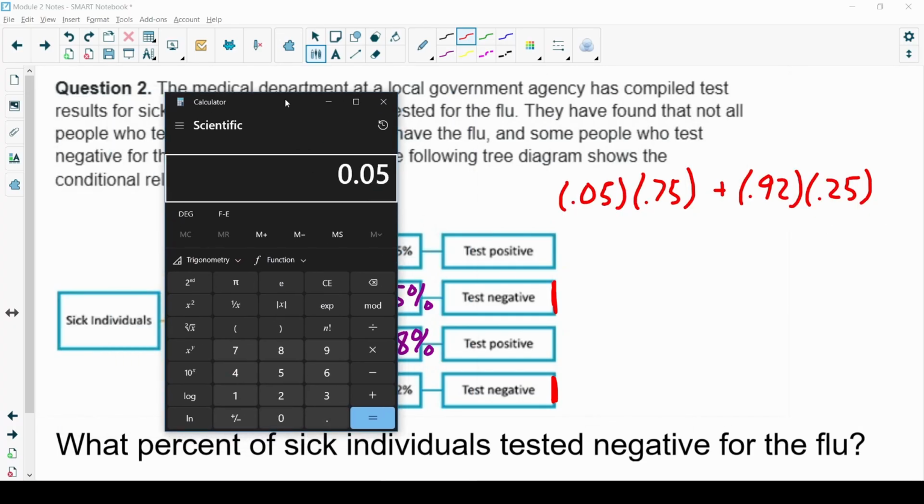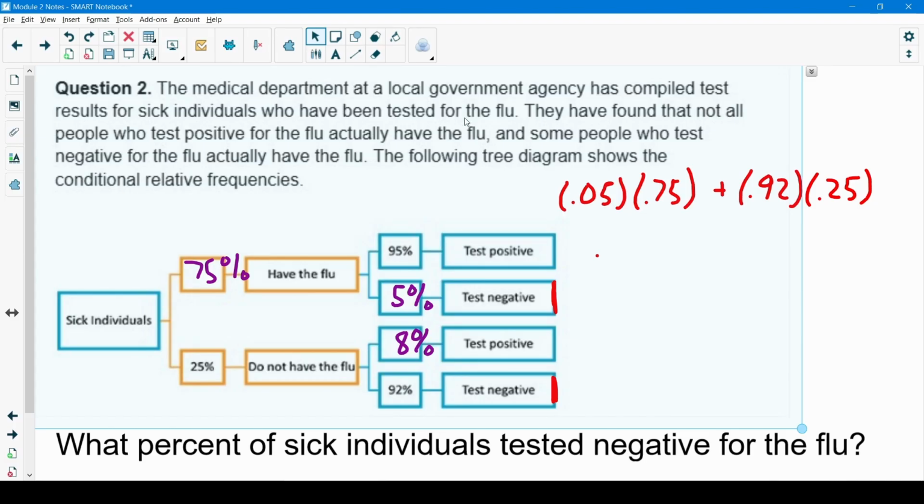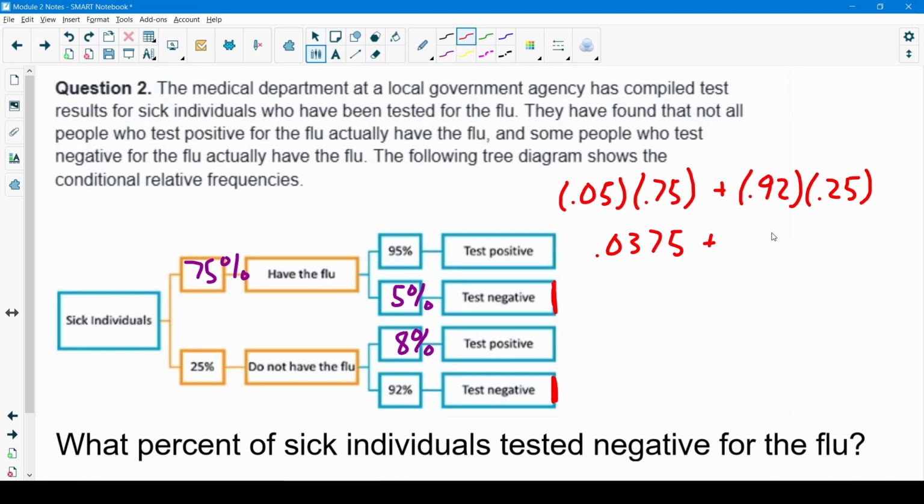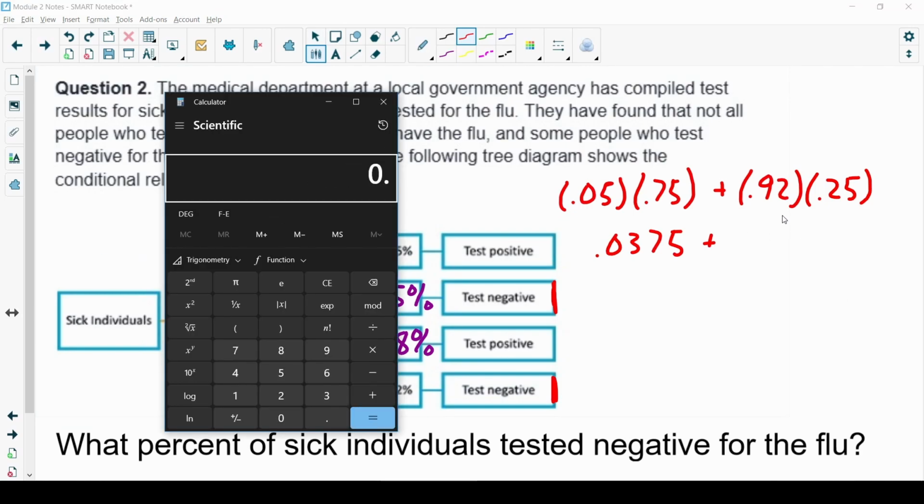So on my calculator, I'm doing 0.05 times 0.75, and I get 0.0375. All right, and for the second part, I'm doing 0.92 times 0.25, and here I get 0.23.